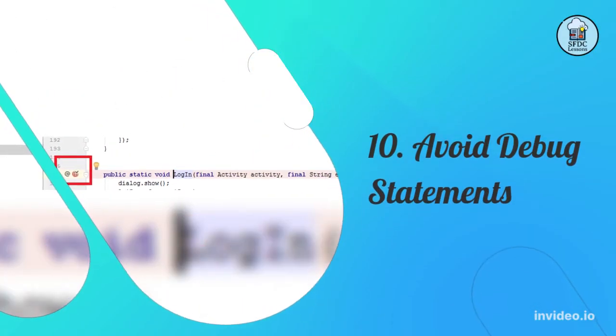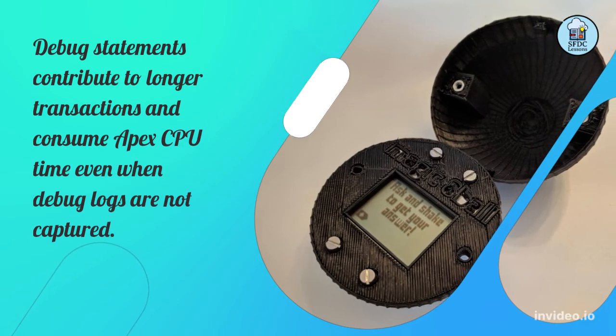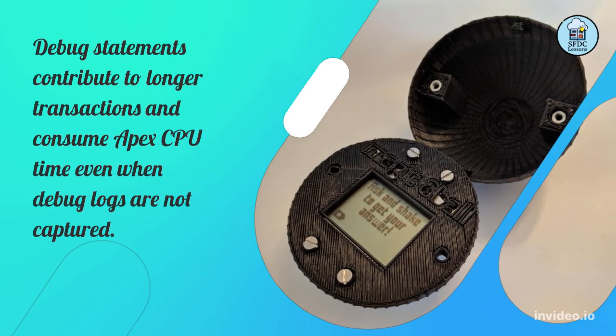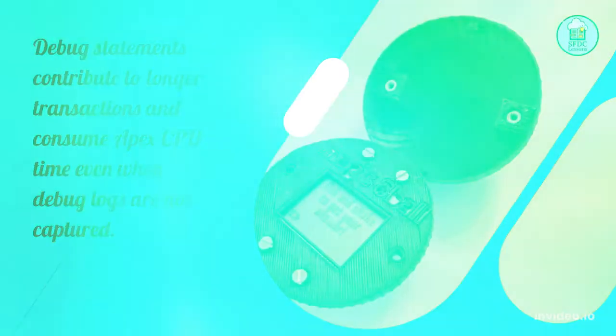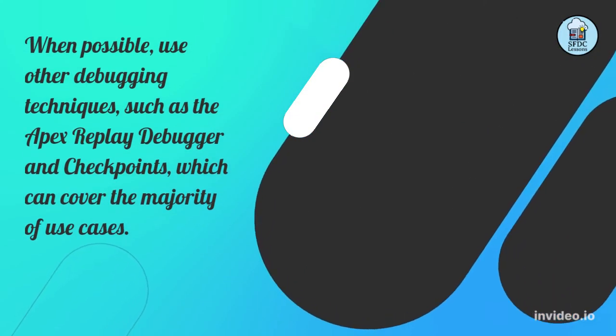Number 10. Avoid debug statements. Debug statements contribute to longer transactions and consume Apex CPU time even when debug logs are not captured. When possible, use other debugging techniques, such as the Apex Replay Debugger and checkpoints, which can cover the majority of use cases.